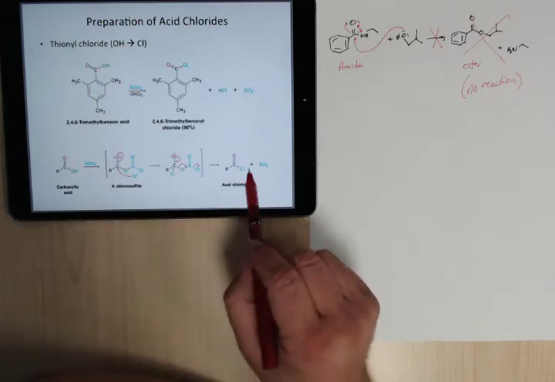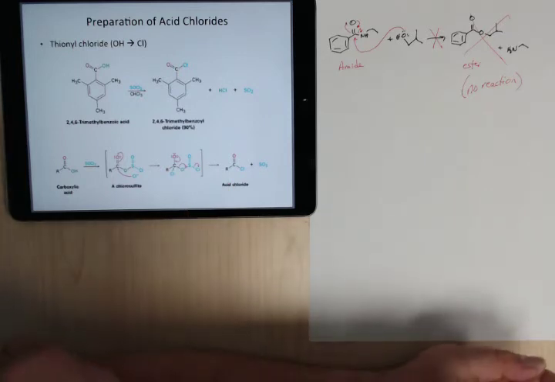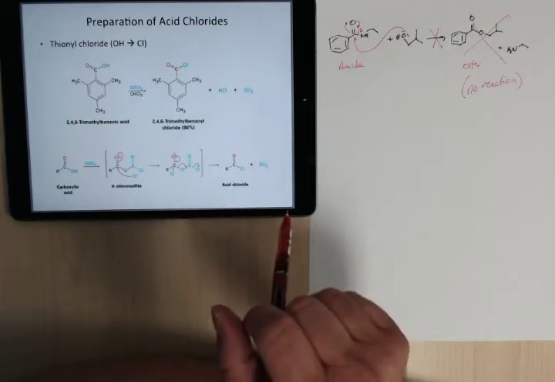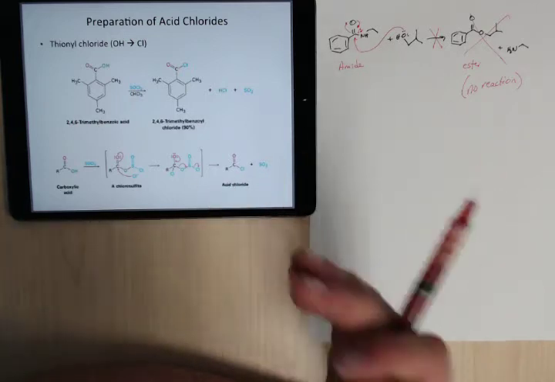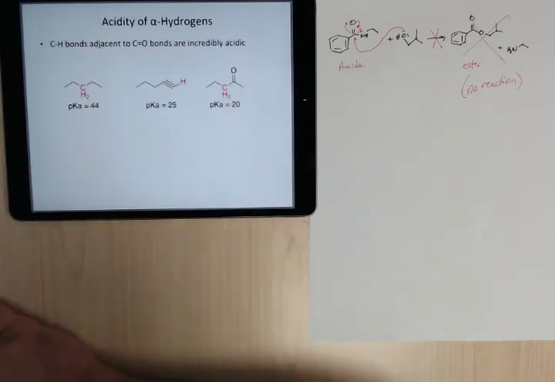So you have to generate these in situ. It's really hard to get those. You really can't buy them like this. So you have to generate them and then react with them right away, because they react with just about everything. Okay. Now the next thing.